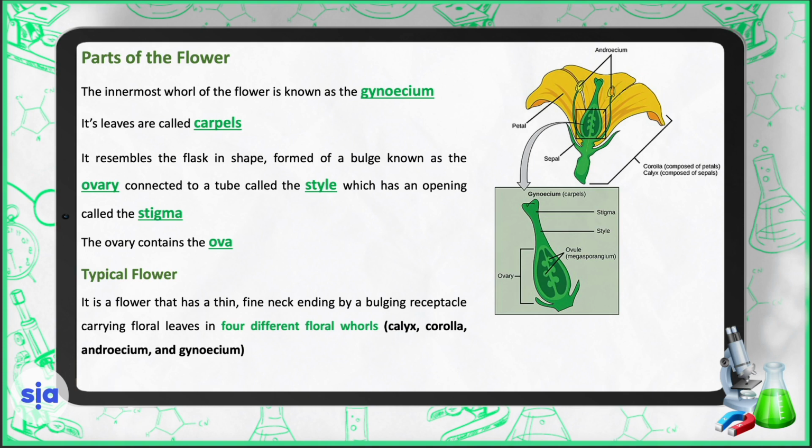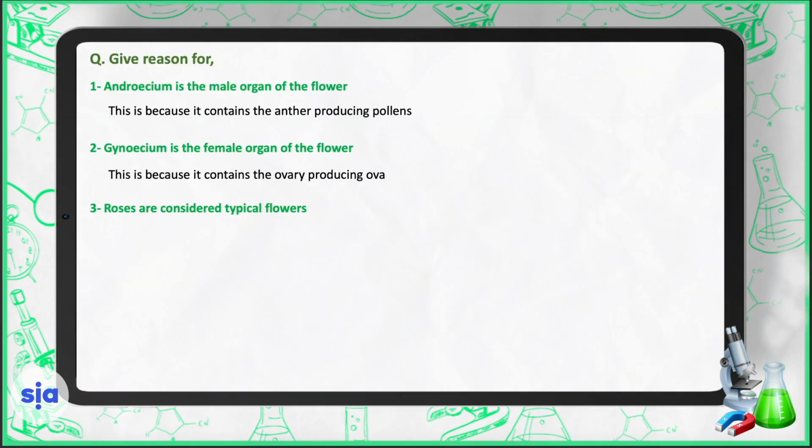Well, can you explain to me why androecium is considered to be the male organ of the flower? This is because it contains the anther, producing pollen grains. And why gynoecium is considered to be the female organ in the flower? This is because it contains the ovary that produces the ova. Now, give reason: roses are considered typical flowers because they have the 4 floral whorls.